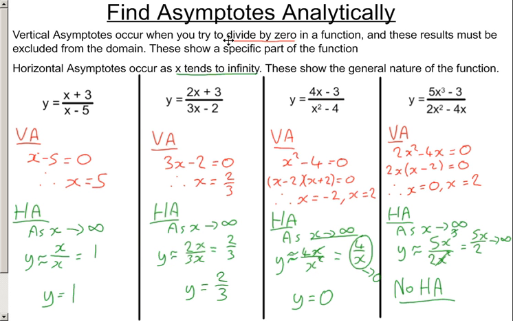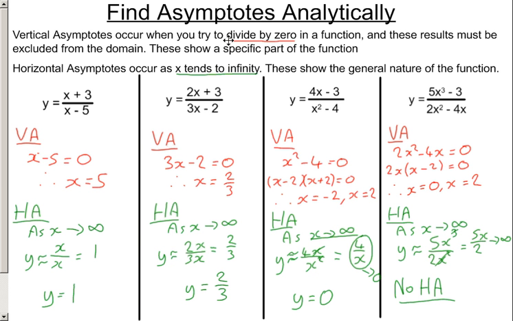Now, we do also need to consider what happens as x gets smaller and smaller, closer and closer to negative infinity. In these cases, the horizontal asymptotes all stay the same. But sometimes, when we come to sketching graphs, which we'll look at in a future video, we need to consider that, because it will depend which side we're approaching that asymptote from when we're sketching the graph. So we'll have a look at that in a following video.